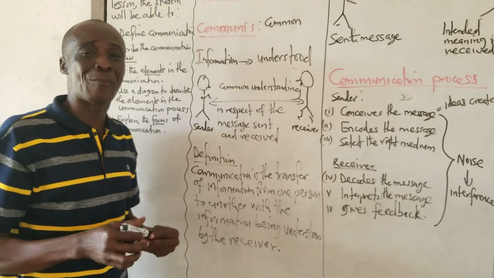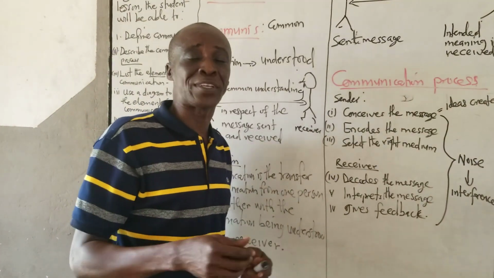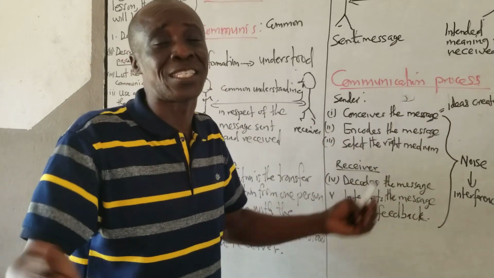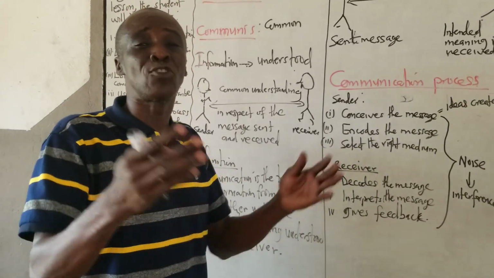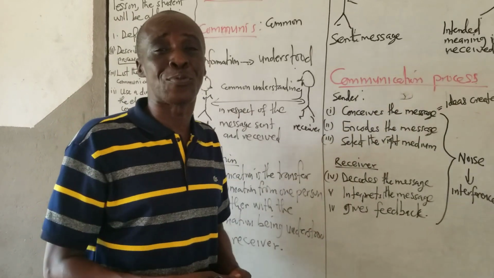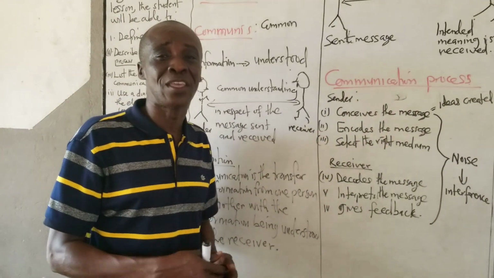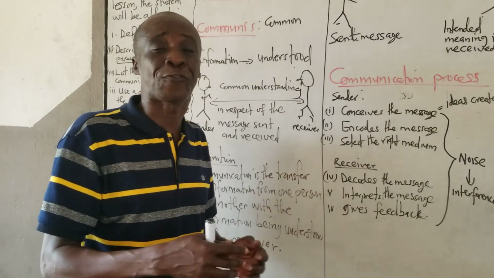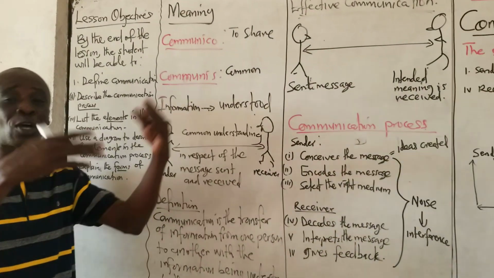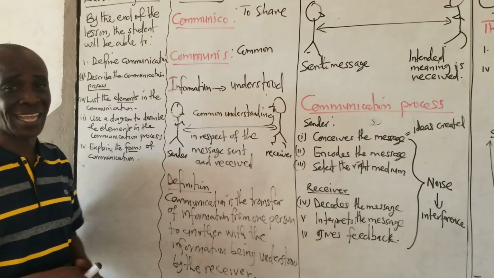If I ask you to go and buy a pen for me, and you come back and present a pencil, it means that communication did not take place because the two of us did not have common understanding. Whilst I wanted a pen, you brought a pencil. If I asked you to go and buy a football for me, and you returned with a football boot, it means the common understanding was not there. So in communication, there should be common understanding.